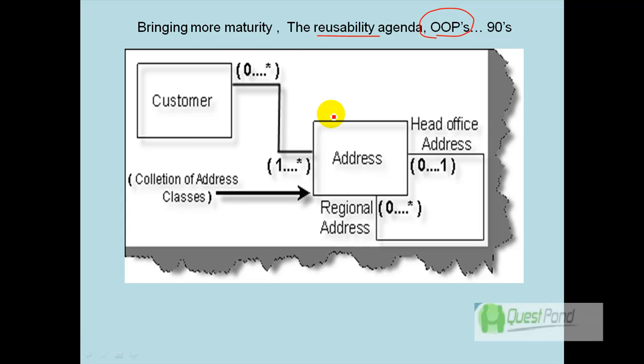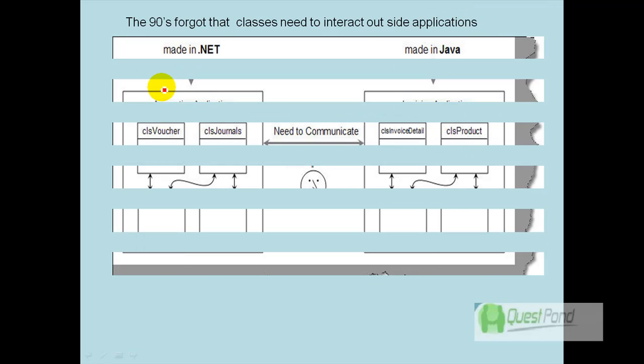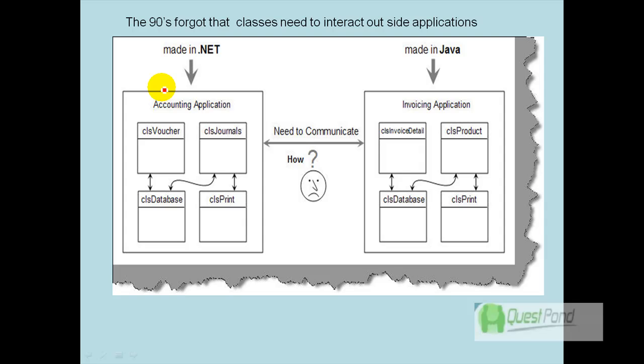So basically you can create a class and then reuse the class again and again, creating objects of that class. For example, I can create a customer class and reuse it again and again, creating objects of the customer class. Everything was well in the 1990s, but one point which they forgot to think about was that the classes also need to interact outside the application.